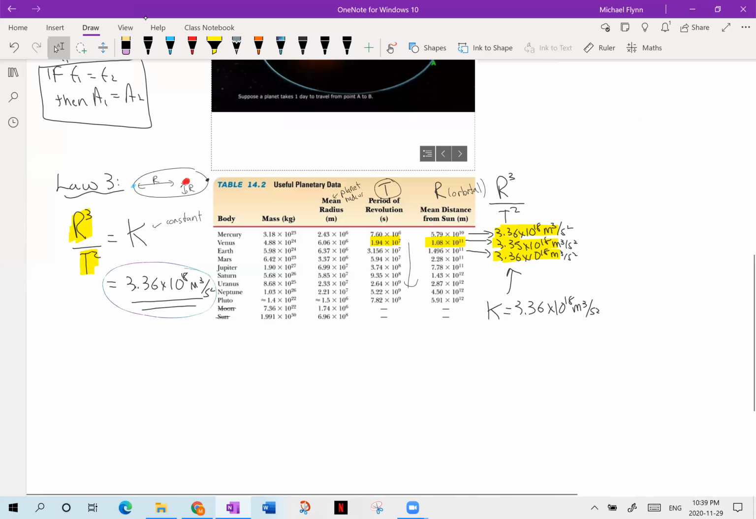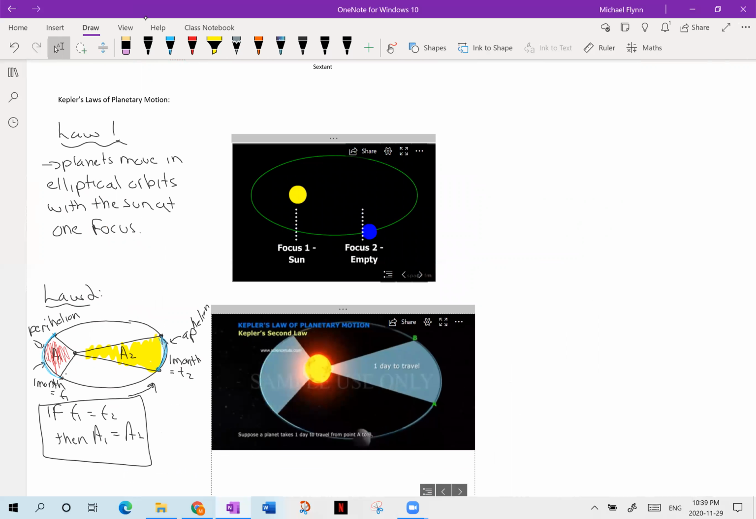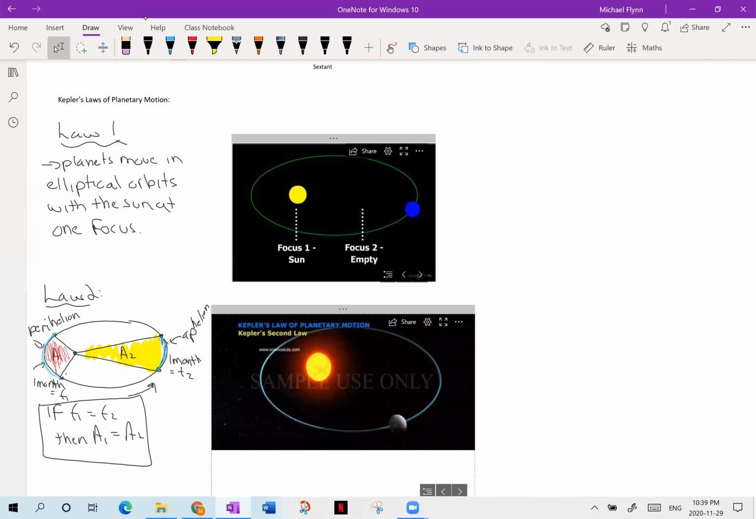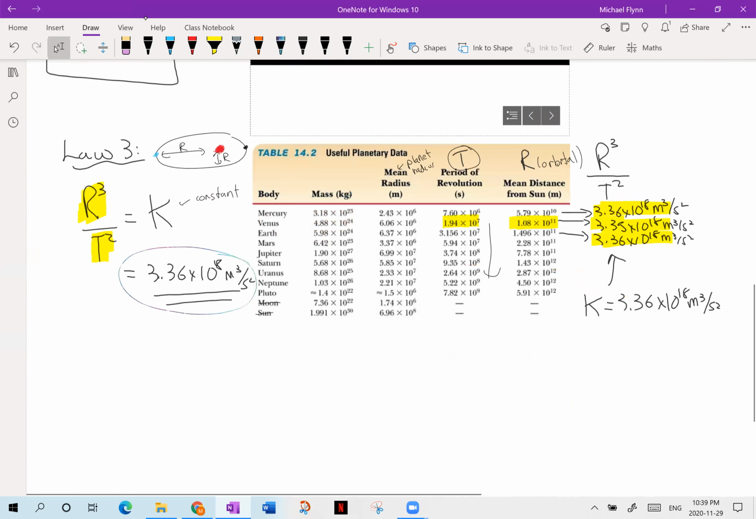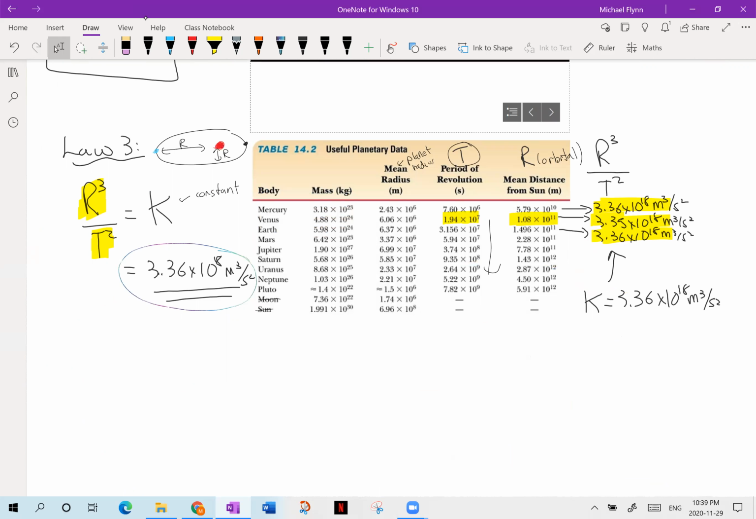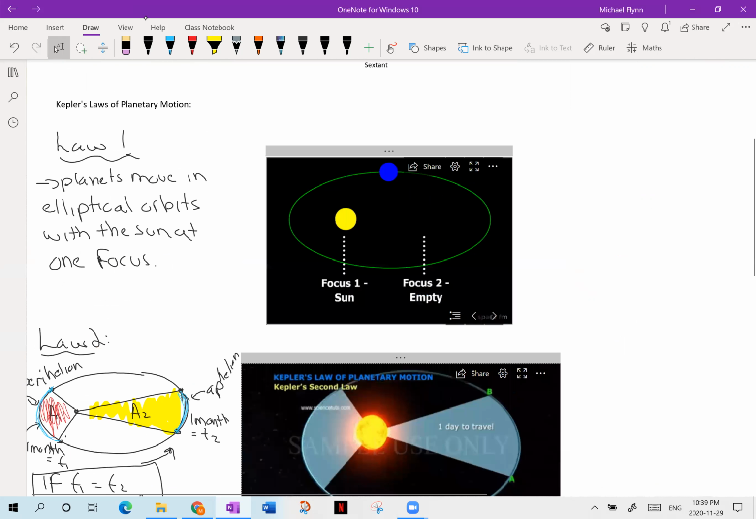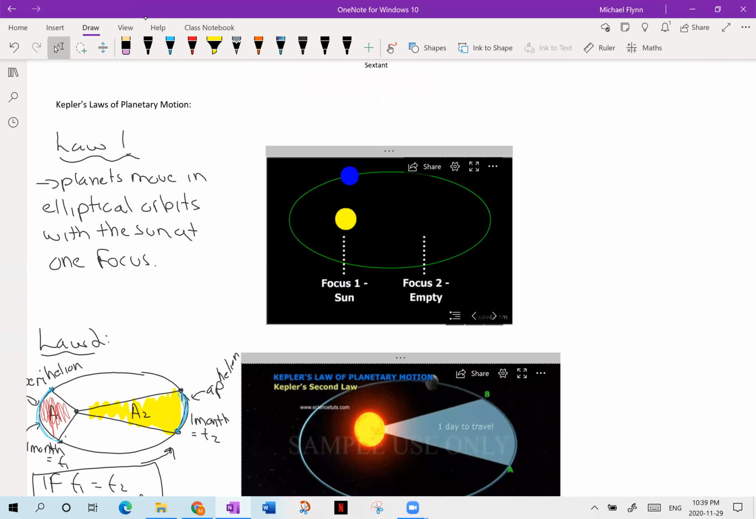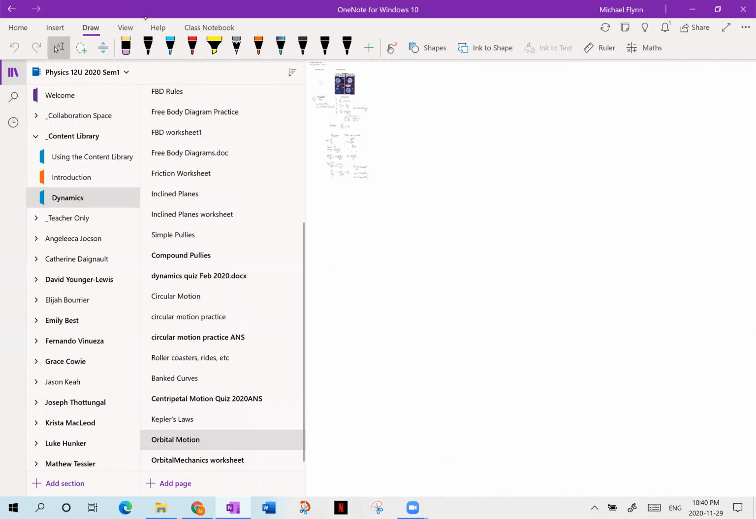Okay, so there you have Kepler's 3 laws of motion. And this year, unlike grade 9, I would expect you to have these laws memorized. So we're talking about orbital motion, and so Kepler's 3rd law is actually really important, and that's it. All right, now let's move on to Isaac Newton. So let me go to orbital motion in terms of Isaac Newton.